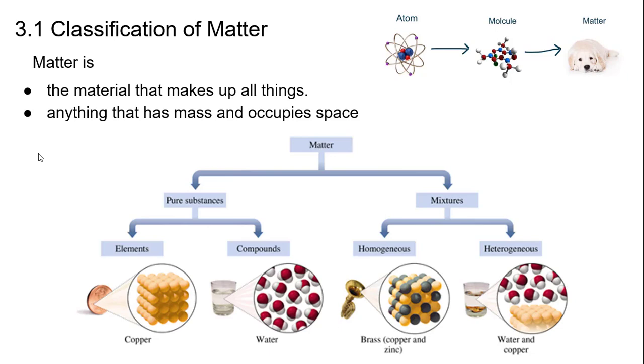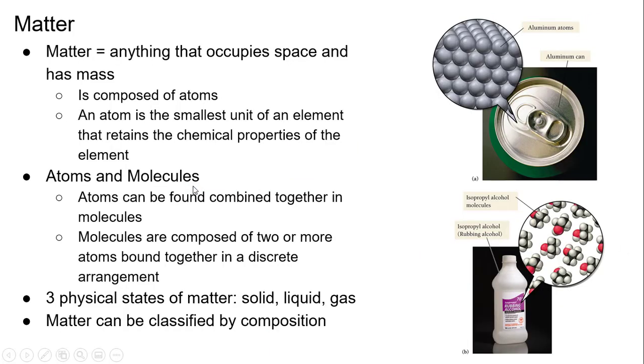We're going to start looking at classifications of matter to begin this. And we'll come back to this here. This is something we are going to learn, but not at this moment. So again, matter is anything that occupies space and has mass. It is composed of atoms, and an atom is the smallest unit of an element that retains the chemical properties of that element. What does that mean?